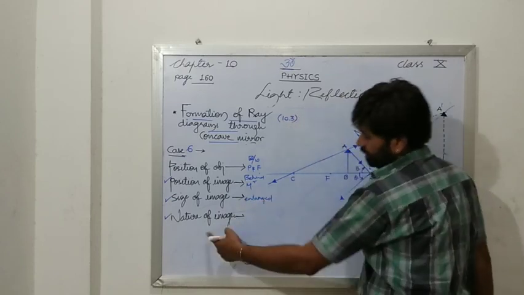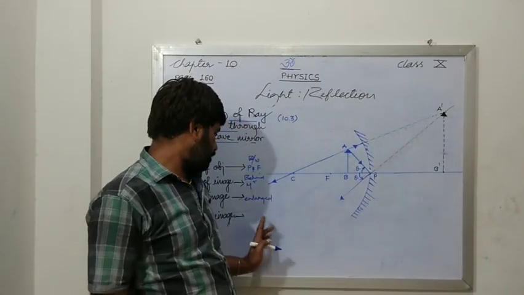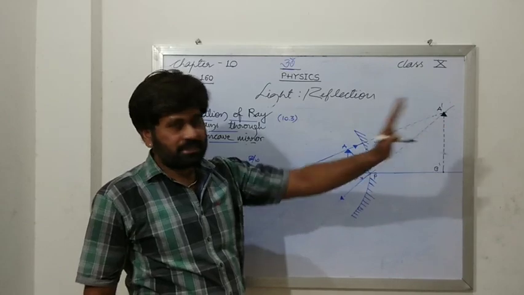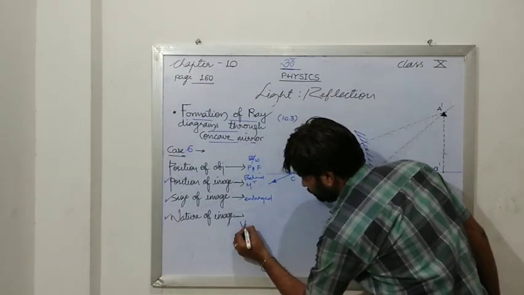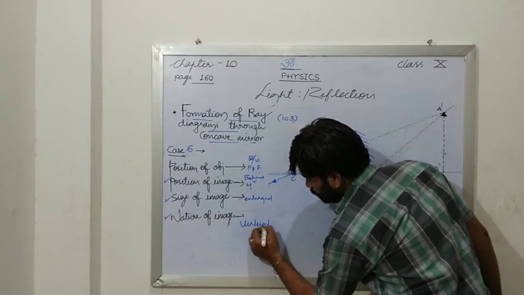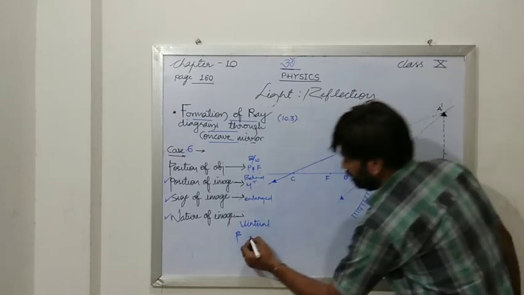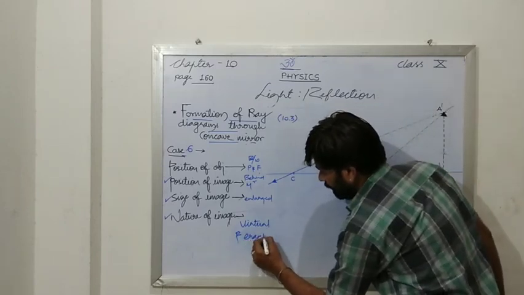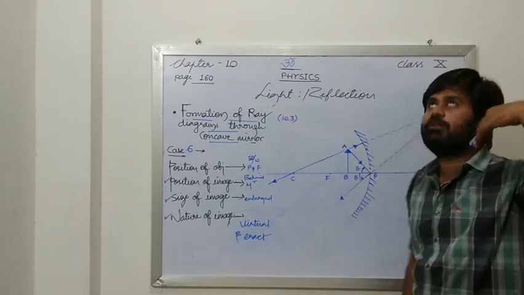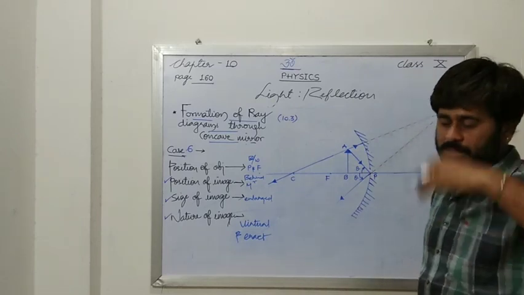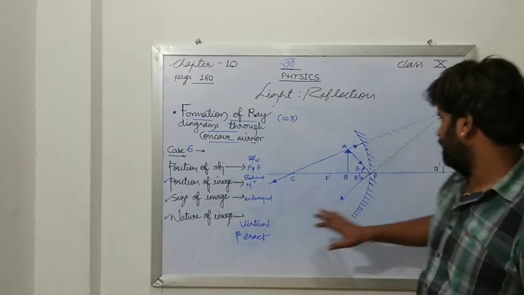As we have already seen, the nature of the image behind the mirror is always a virtual image. So the image will be virtual, and as it is upright, it will be erect. Erect means upright. Upright means the head will always be up. Inverted means the head will be down. Okay, so this was the final case.